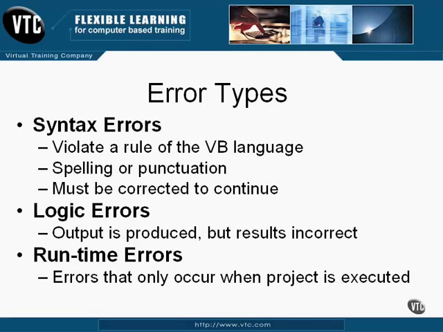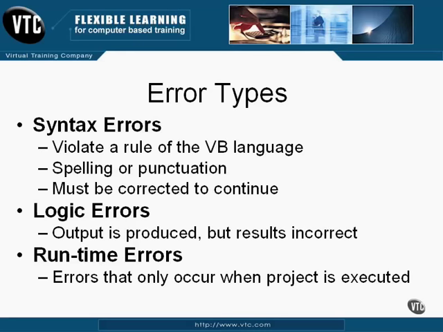In this movie, I will discuss basic error types that will inevitably be encountered while you're progressing through the programming process. Errors are classified in three categories: syntax errors, logic errors, and runtime errors. Syntax errors are simply when you make a mistake, a violation of a rule of the language. For example, you may have misspelled a word or used incorrect punctuation. The more you work with the language, the more easily these will be discovered. Syntax errors must be corrected in order for you to continue the programming process.